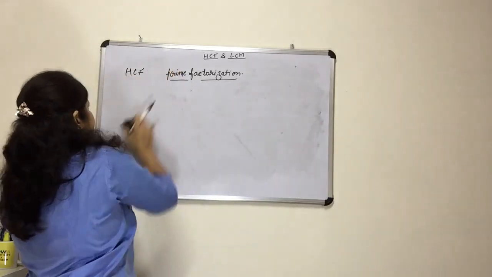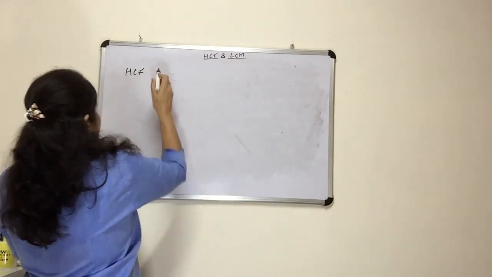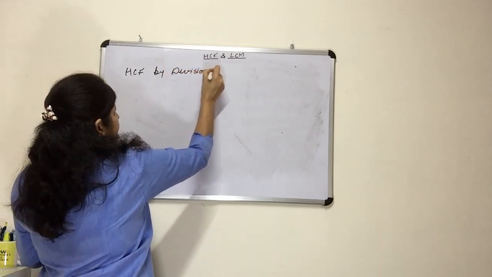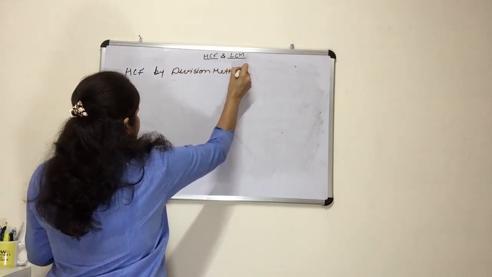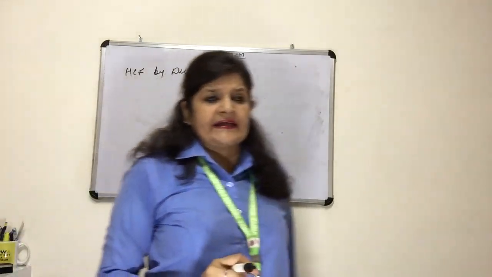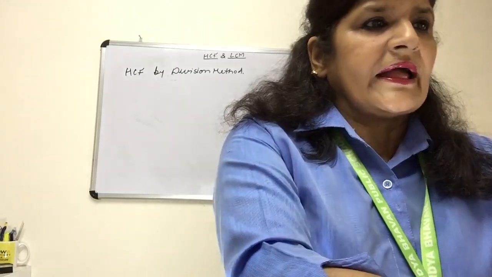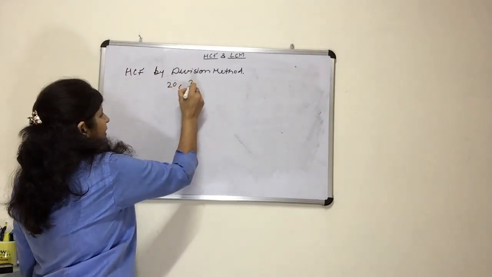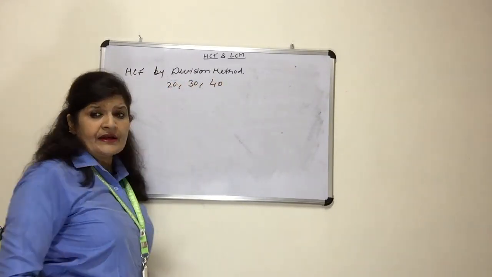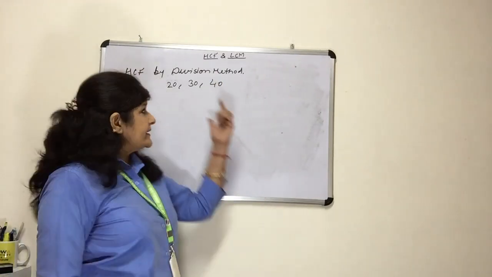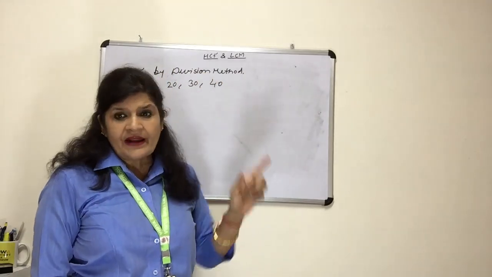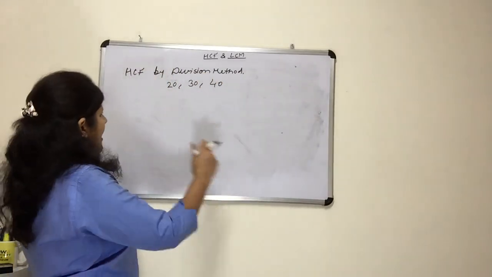Now coming to HCF, the second method, HCF by division method. Now how will we find the HCF by division method? Now see, if I take the example of 20, 30 and 40. I have three numbers and I have to find the HCF of these three numbers. Then the method is division. It is not prime factorization, it is division. So how will we do it?